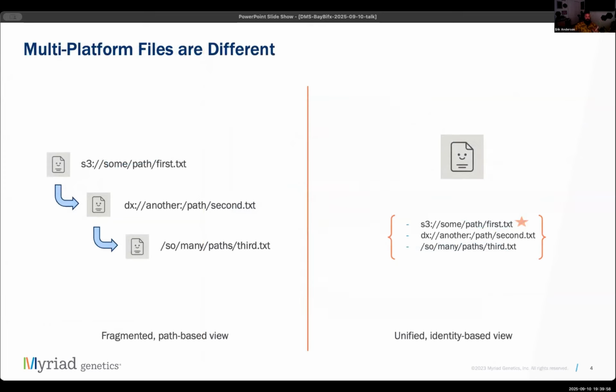Because redundancy, file integrity, and primary data protection are critical, we think about files a little differently. Traditionally, we're used to thinking of a file as whatever lives at a given path, like we see here on the left. If you copy it, rename it, move it, suddenly you've created a new file. This view fragments our understanding. Across platforms, it becomes impossible to know which copy is definitive, which is derivative, and which to trust if errors appear. The DMS adopts a different model, an identity-based view, where a file's identity comes from its content, not its path.